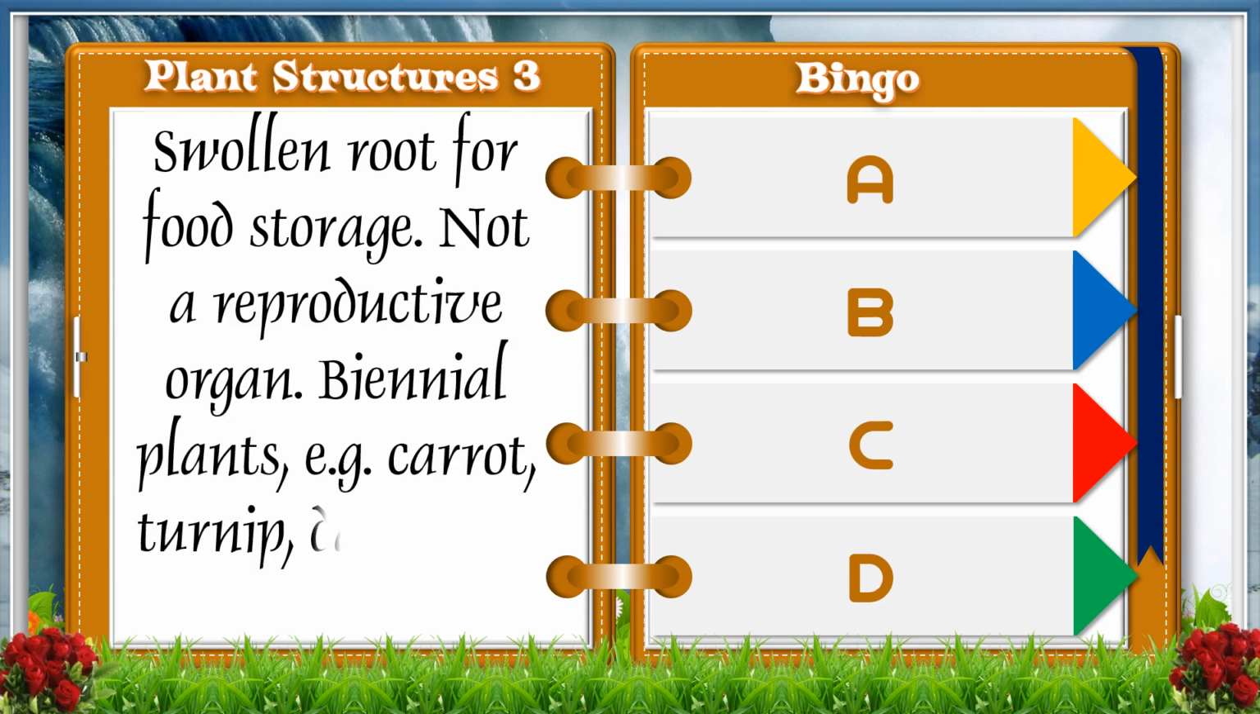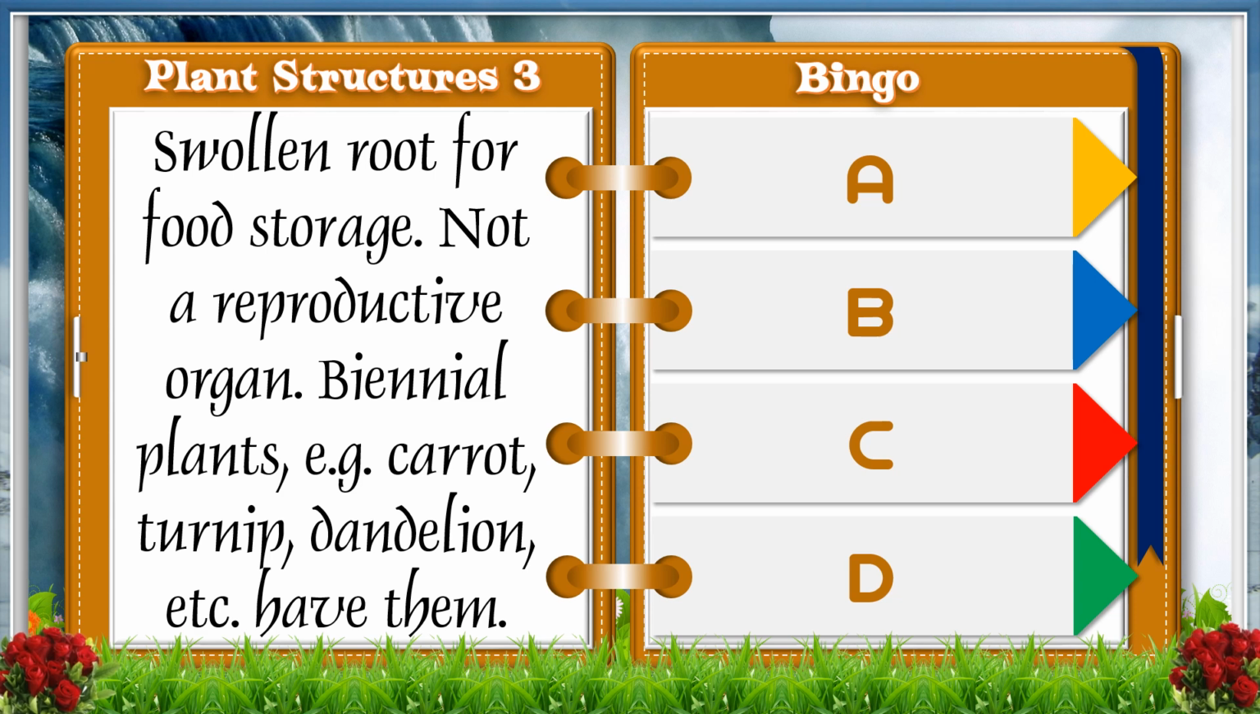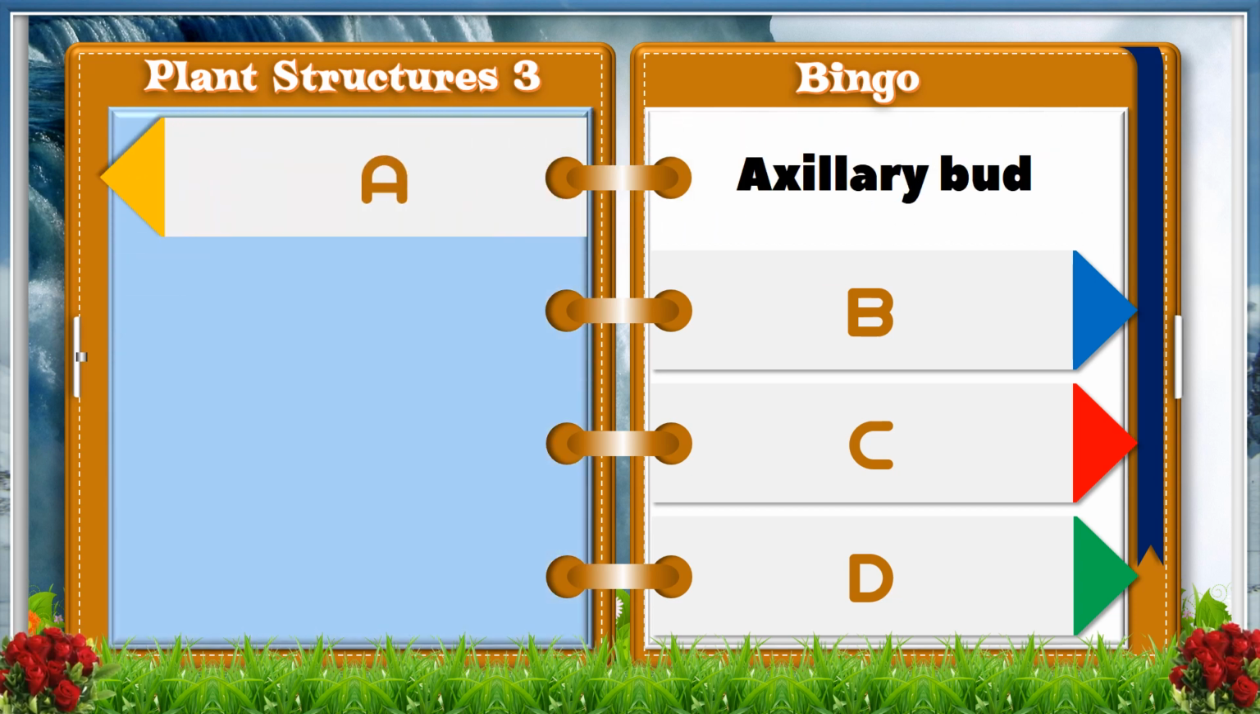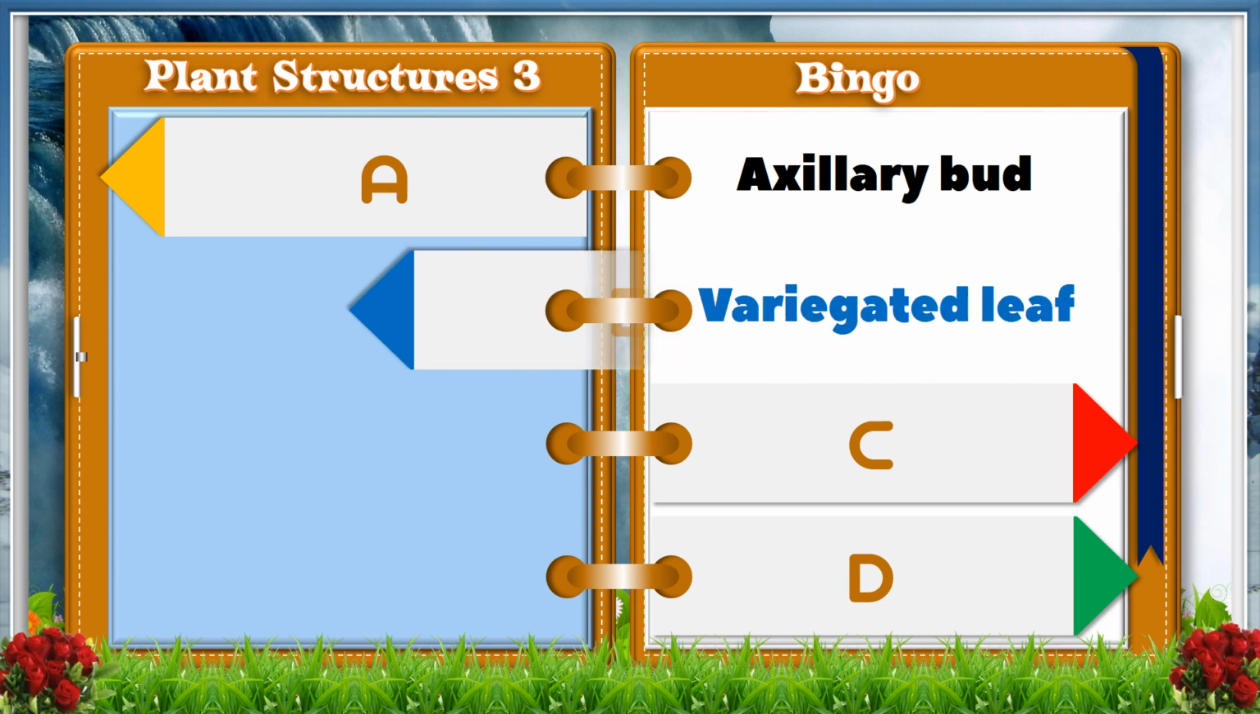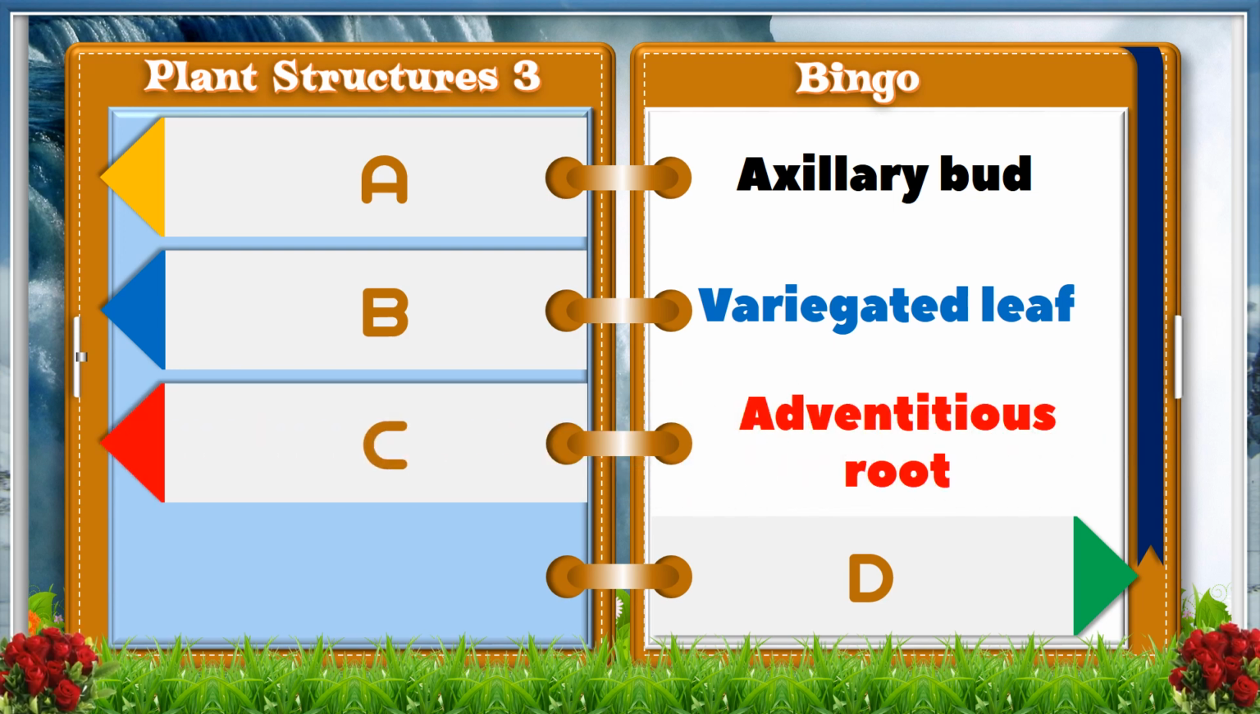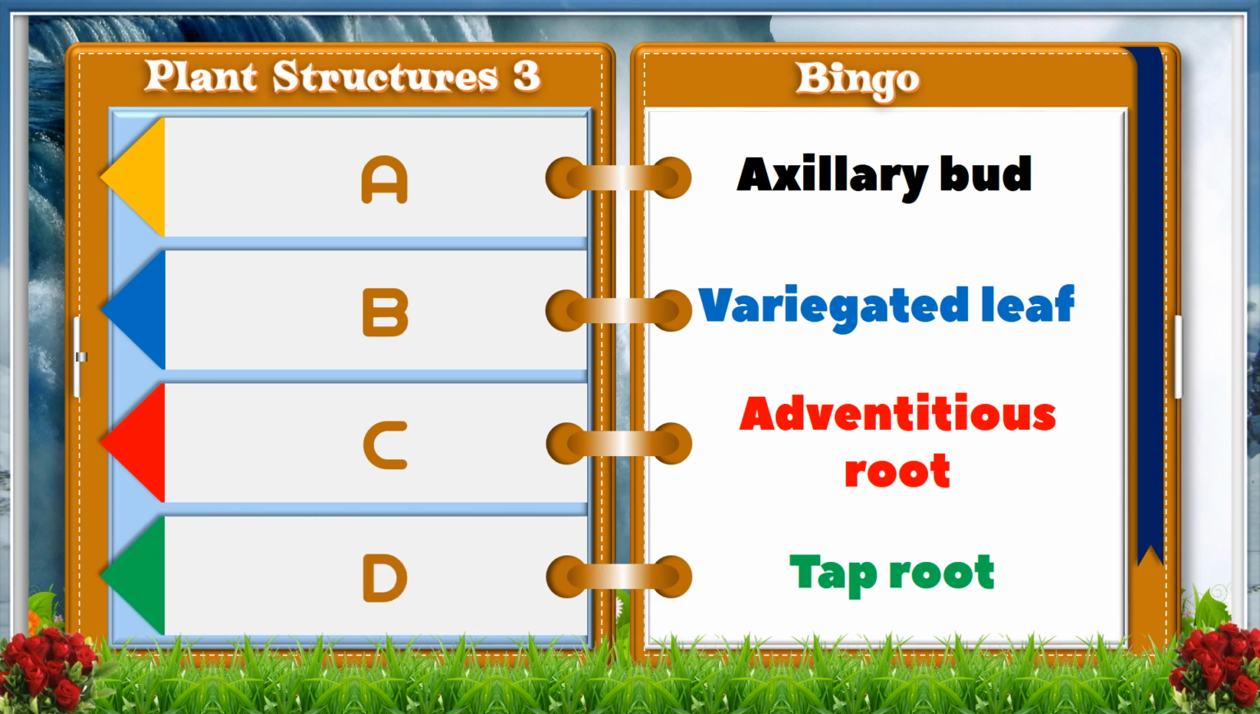Swollen root for food storage. Not a reproductive organ. Biennial plants, for example, carrot, turnip, dandelion, etc., have them. A. Axillary bud. B. Variegated leaf. C. Adventitious root. D. Tap root. And the answer is D. Tap root.